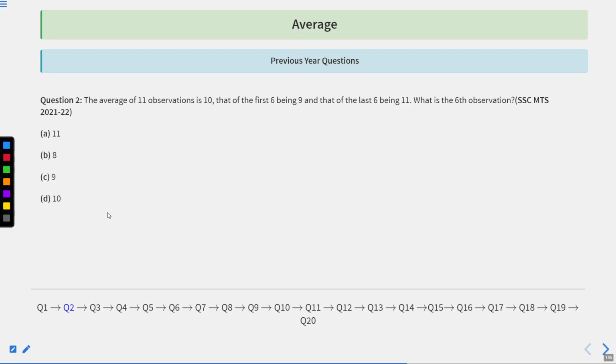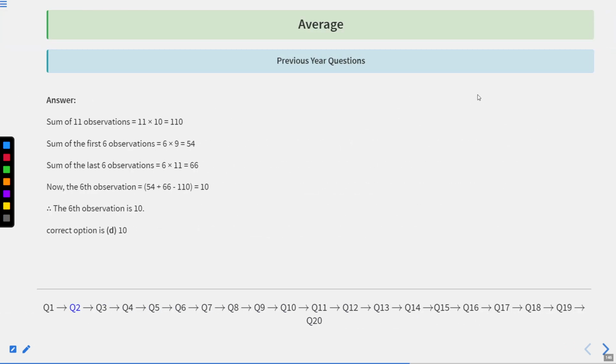Let us move ahead to problem number 2. The average of 11 observations is 10, that of the first 6 being 9 and that of last 6 being 11. What is the sixth observation?